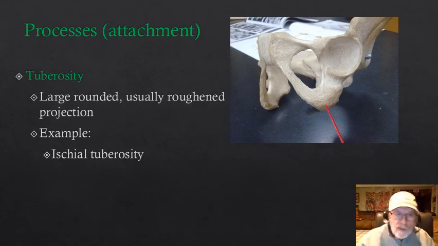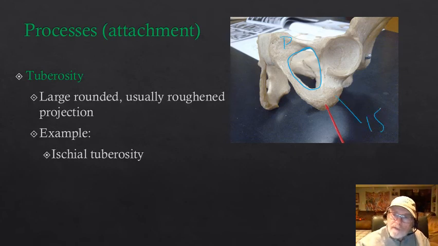A tuberosity is a large, rounded, usually roughened area. Now, this is the pelvis. Remember we talked about the obturator foramen before? That's the obturator foramen right there. That's that big hole. This bone right here would be called the pubis. This bone down here is called the ischium. Okay, and this area right here is called the ischial tuberosity. The hamstrings muscles actually attach to the bottom of that ischial tuberosity right there.